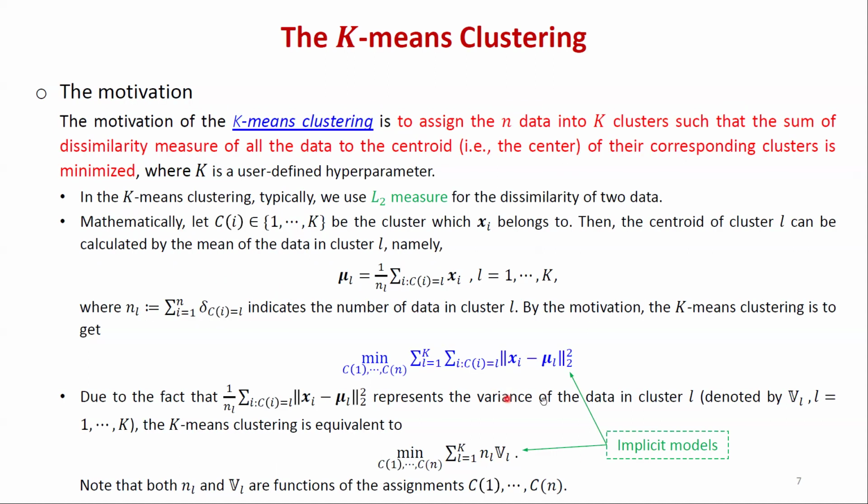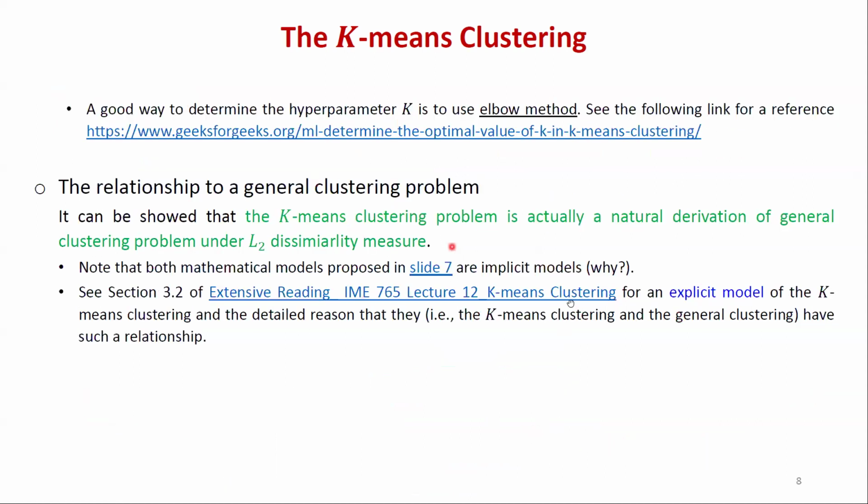Well, again, this problem is easy to model, but not easy to solve. It's an NP-hard problem, and hence we cannot solve it explicitly in general, even if n is of medium size, let's say 1,000 or 10,000. Data of those sizes will be very, very troublesome to solve. And another thing is how to determine the hyperparameter k. We can use the elbow method.